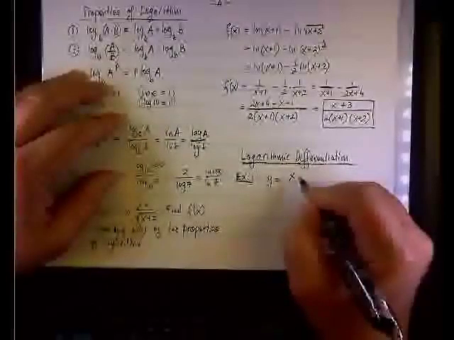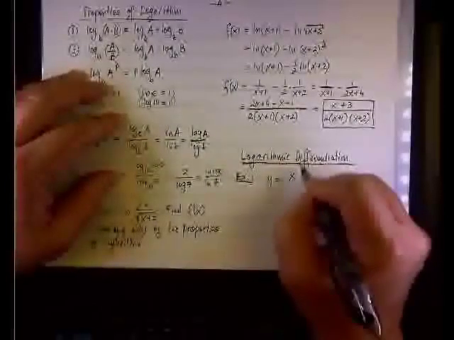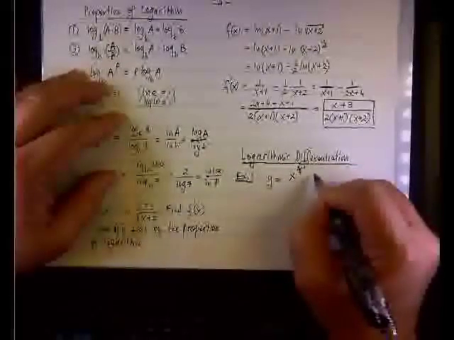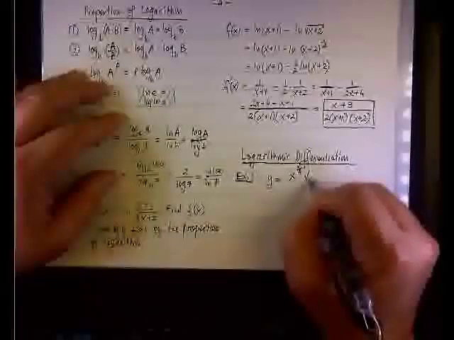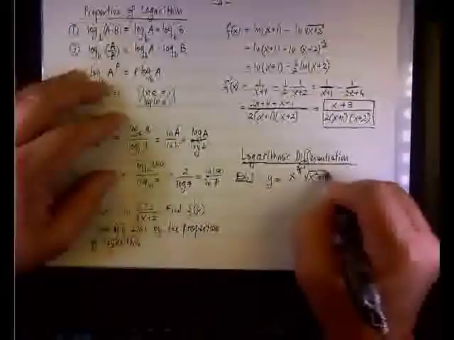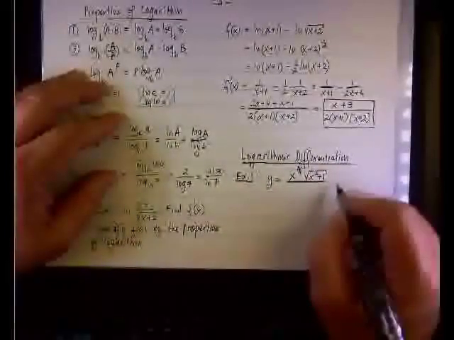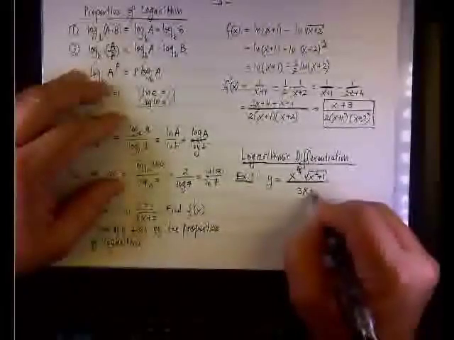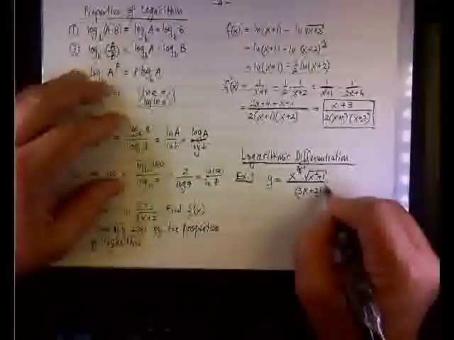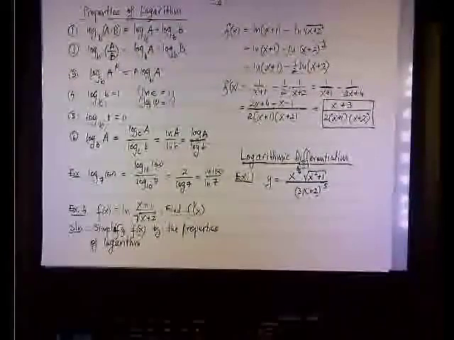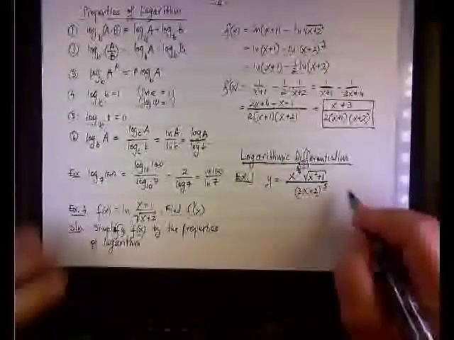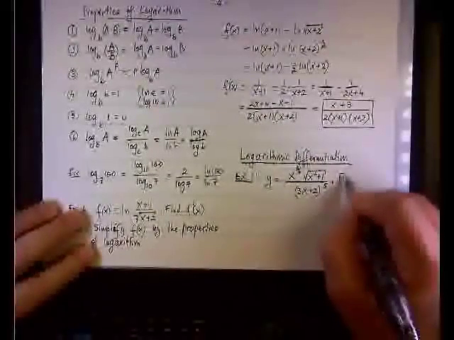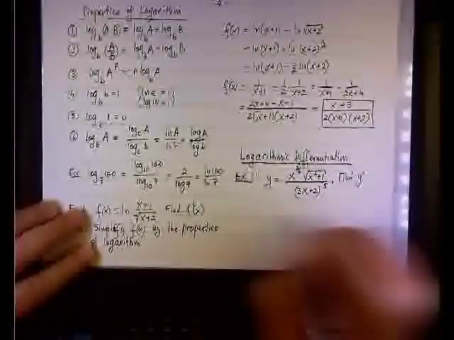It's a rational or some kind of rational function. You have x raised to the power of 3/4 times the square root of x squared plus 1, divided by 3x plus 2 raised to the 5th power. Okay? You want me to add some stuff to that? Nah. Let's find the derivative y prime.